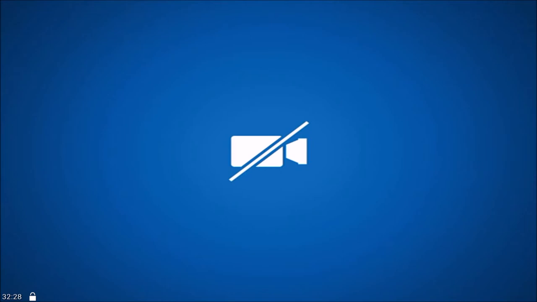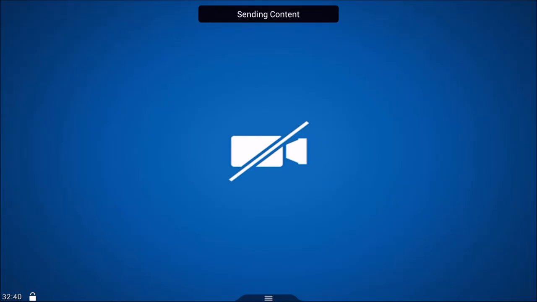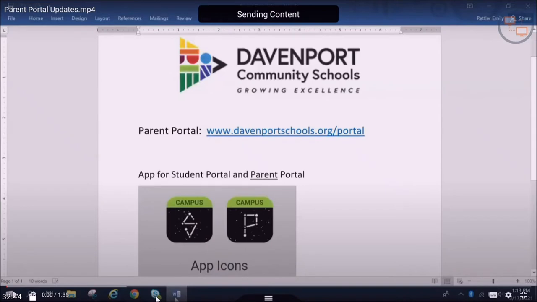The whole purpose behind this is that it's incredibly important for our families to have accurate information in Campus. This is one of those things that you don't do all the time, so having a link to remind you of how to do it is helpful if you're not updating your information. In the day and age that we live in, things are sent out through technology, and it's absolutely critical that your information is correct.